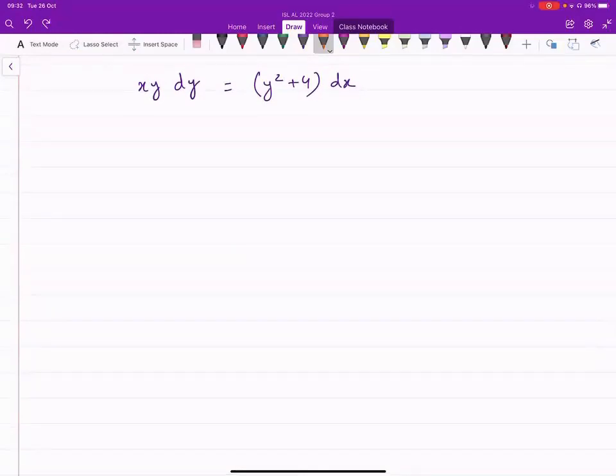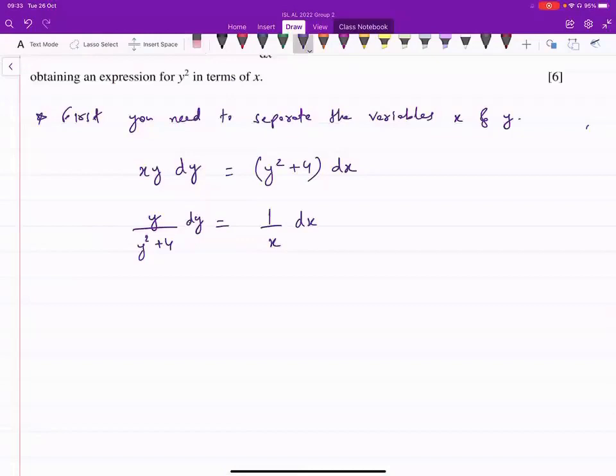What we do is y वाली terms को left पे ले जाना है, x वाली terms को right side पे ले जाना है. ठीक है? How do you do that? You can write it as y over y square plus 4. y square plus 4 को नीचे आके divide कर दिया. x को right पे ले जाए. You've got 1 over x. Now you've got dy on the left side, you've got dx on the right side. So separating the variables is always going to be the first step here. Okay, y variables on one side, x variables on the right side.